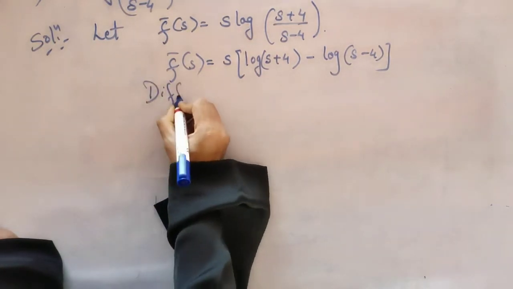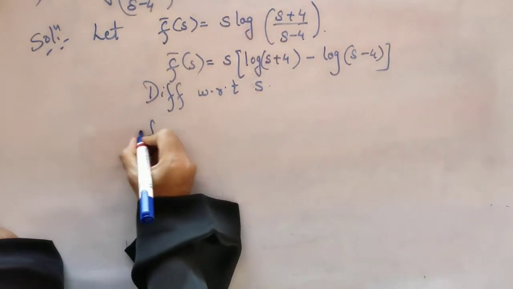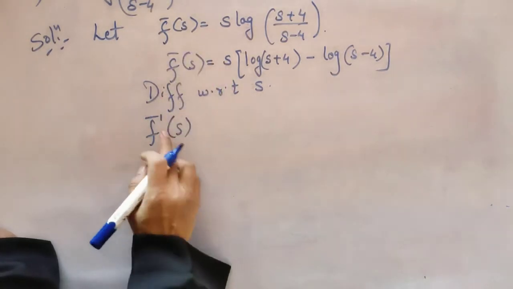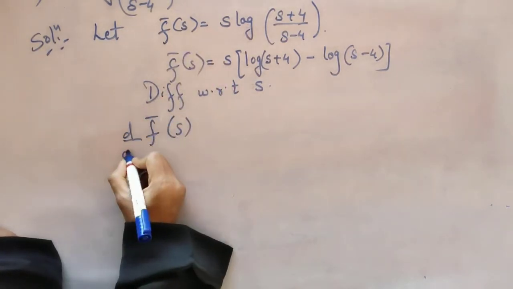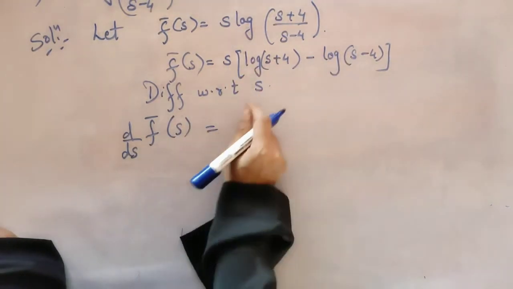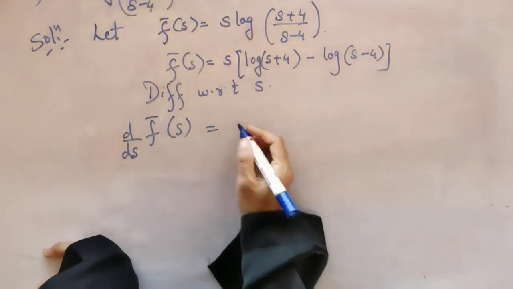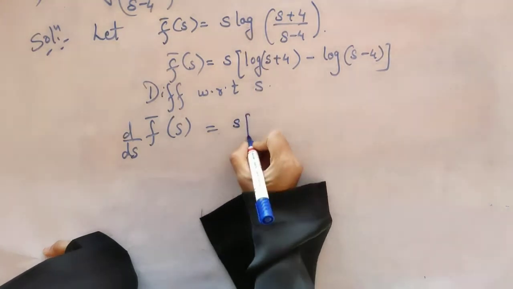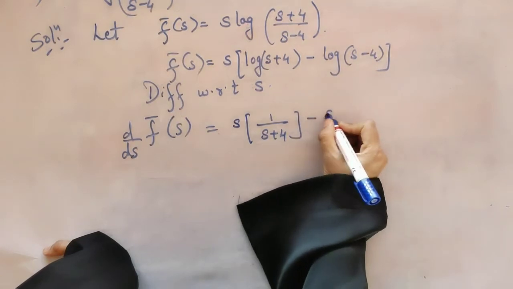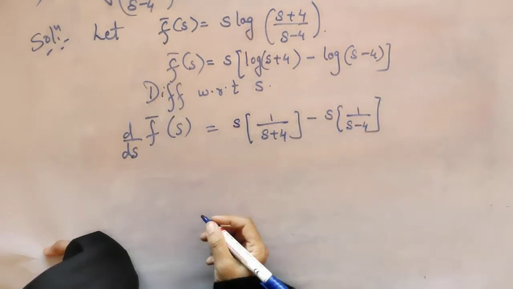So differentiating with respect to s, you get f bar dash. You are familiar with d by ds, so let us take it as d by ds only. So d by ds of f bar of s will be equal to the derivative of this with respect to s. First, s as it is, derivative of the bracket, it is 1 divided by (s plus 4), minus s as it is, derivative of the bracket term, which is 1 divided by (s minus 4).